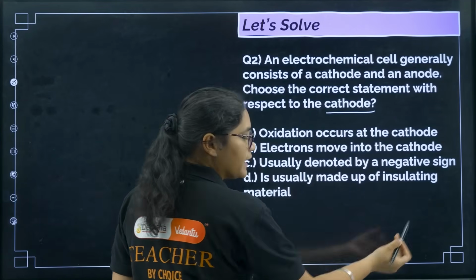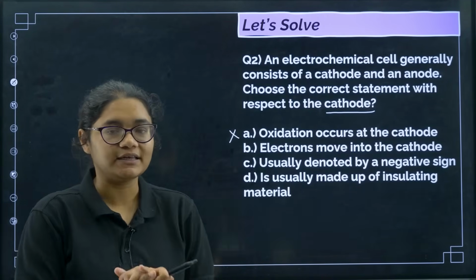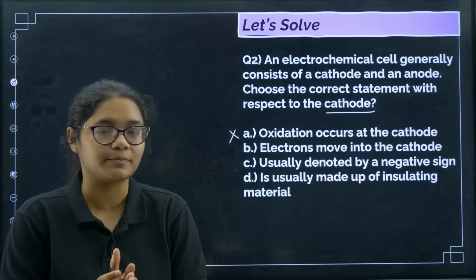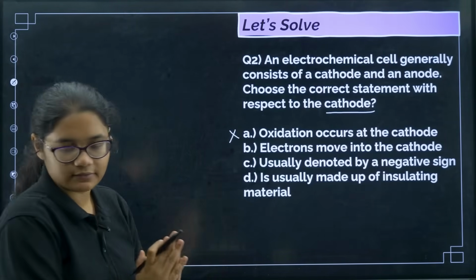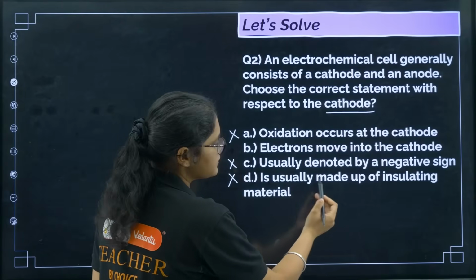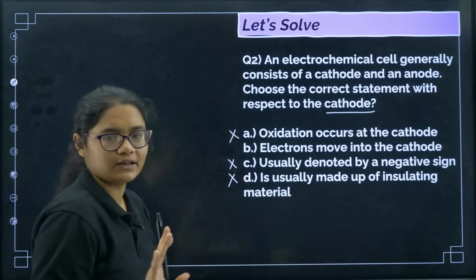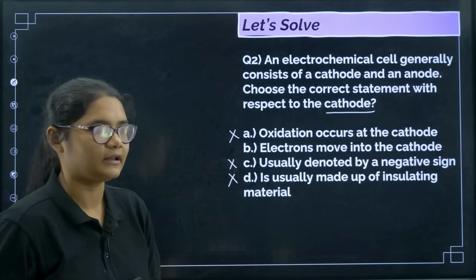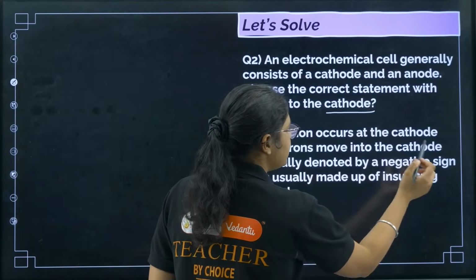Usually denoted by a negative sign? No, just now we have seen in Daniel's cell that the cathode is represented by a positive sign, right? So that is why this is also wrong. This is also wrong. It is usually made of insulating material. No, copper itself is a conducting material, right? Now electrons move into the cathode.